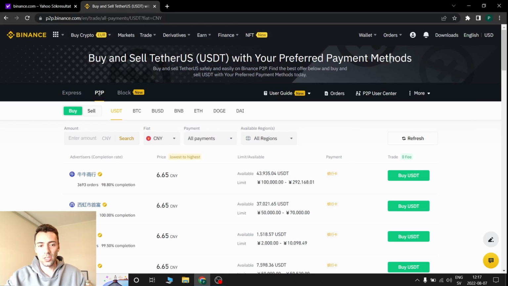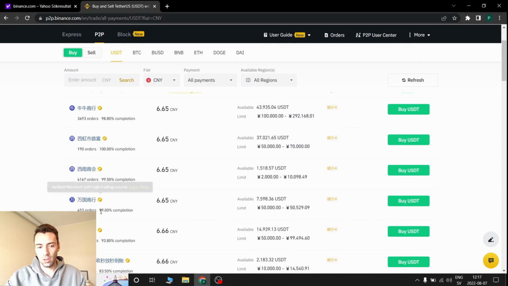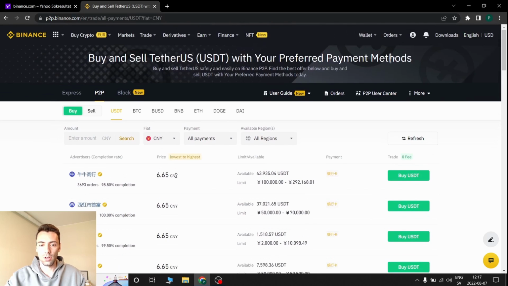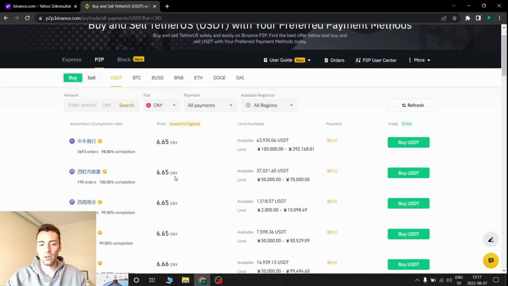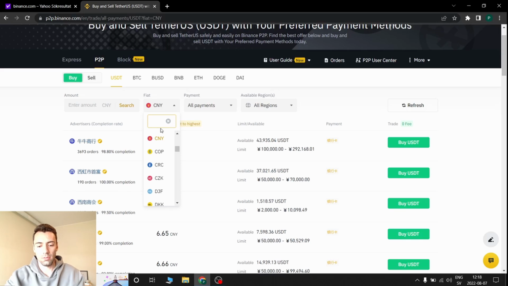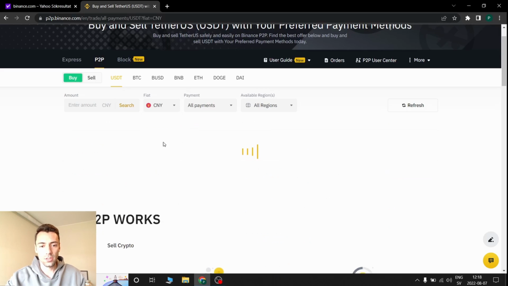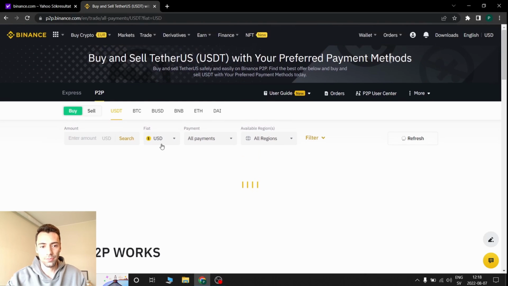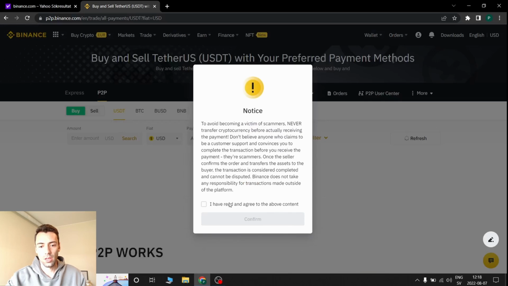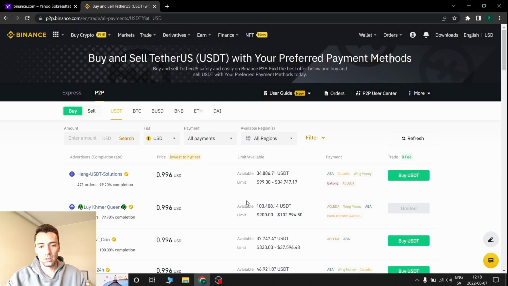Okay, on this part, this P2P or peer-to-peer, these are actually people who are going to offer you an amount of currency and the fiat balance that you can trade with them. So for example, the fiat, let's use the famous dollar, and this is on buy. I have written agree. Okay.